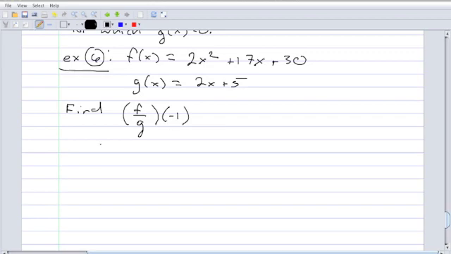So when you see this symbol, f over g, you have f divided by g. Now what I want you to do, don't find the negative 1 first. Find f divided by g of x. Okay, find this first. And then once you simplify it down, plug in negative 1. Okay? So this f divided by g of x is equal to f of x divided by g of x.